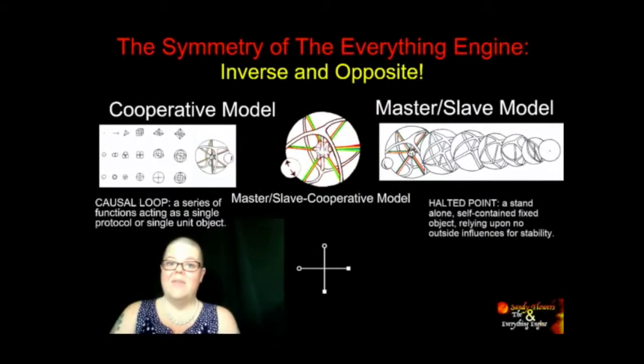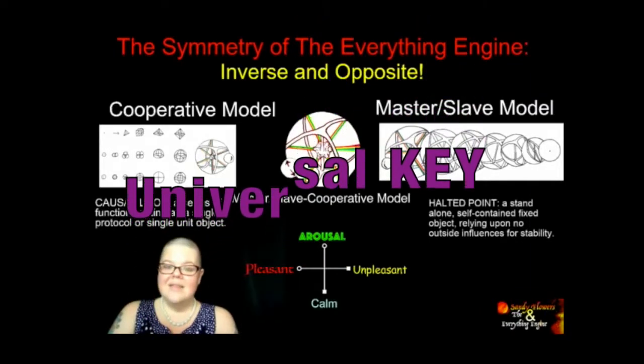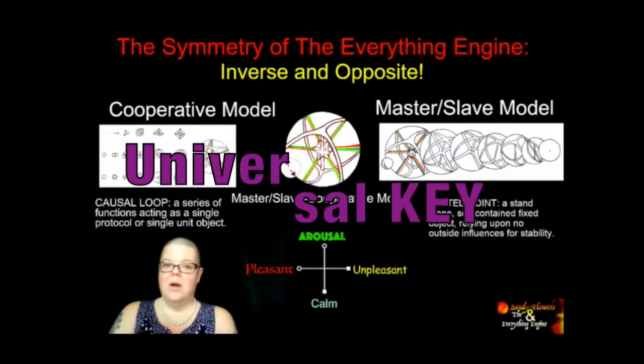We have pleasant, unpleasant, arousal, and calm. To help us understand this alignment, because the neurological evidence hasn't been around as long for us to intuitively understand it, I want to add some other forces up here. This is a universal key after all.